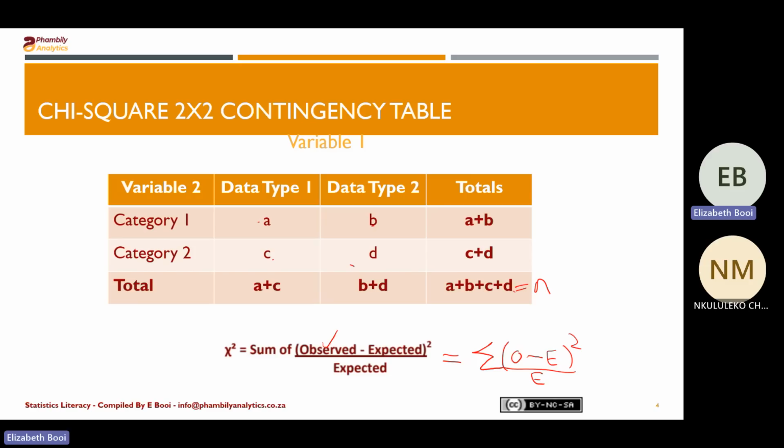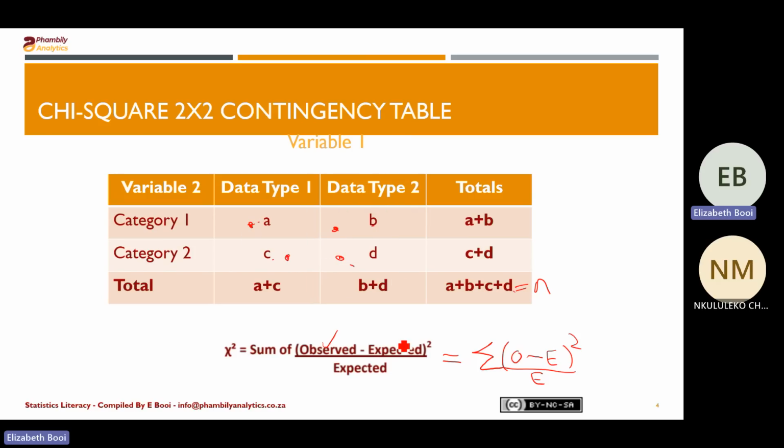So what does it mean? It means from the observed value, we need to go and calculate the expected value. And we calculate this expected value by using the total, the column total, and the row totals. And then you're going to square the answer from the difference between the observed and the calculated expected, and you divide that by the expected. And you will do this for each and every value.